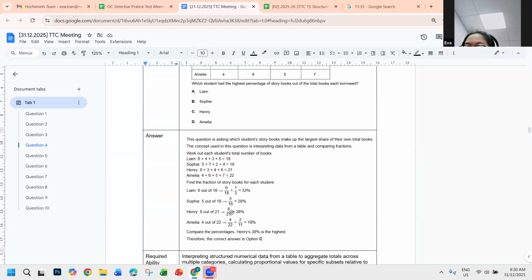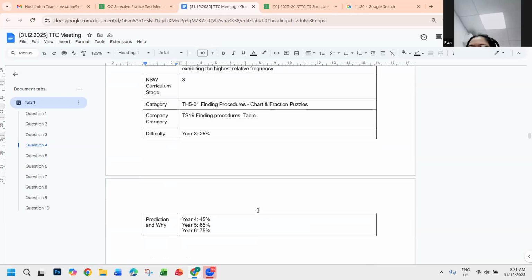And among the 4 students, we see that only Henry had the highest percentage of storybooks out of the total books, which is 38%. So the correct answer is option C.